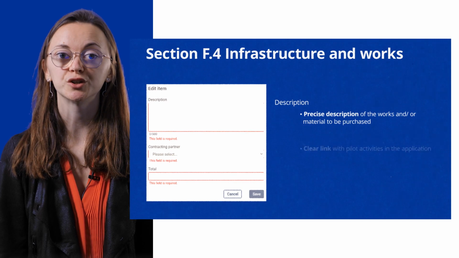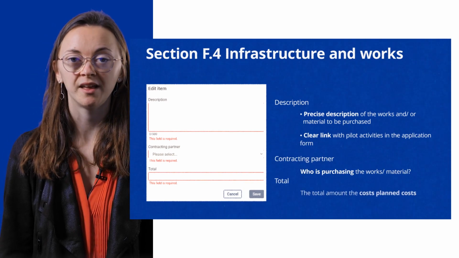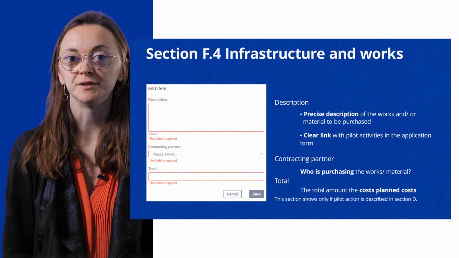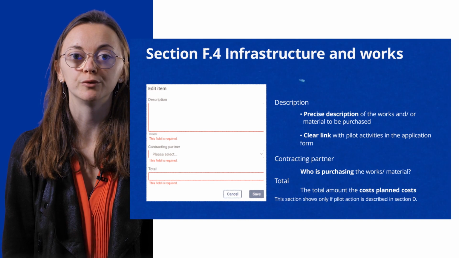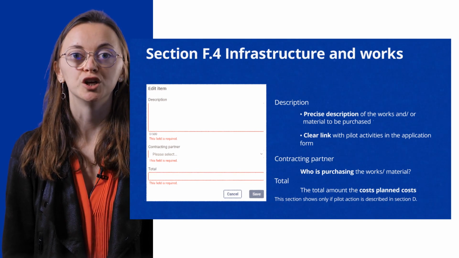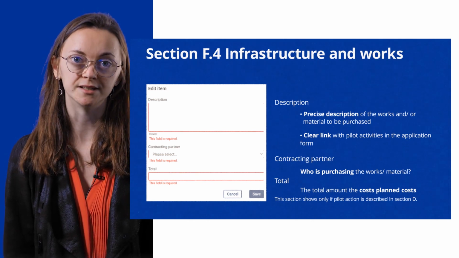So you will have to provide more details in the application form. You will have to indicate who is the contracting partner and also indicate the total amount of the cost. Then in the description box, you should explain what are the materials or the labor, for example, the labor works needed for the pilot action. You should also clearly explain what is the link with the pilot activities.